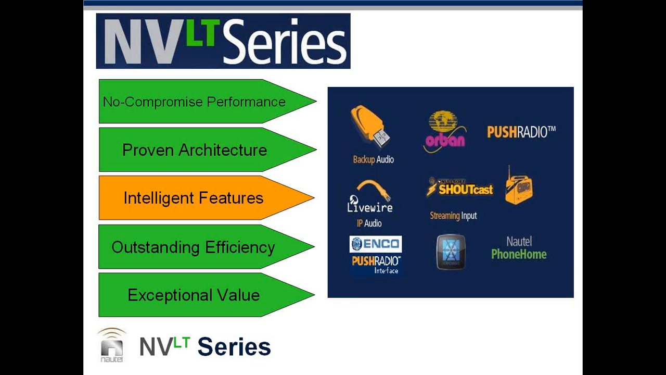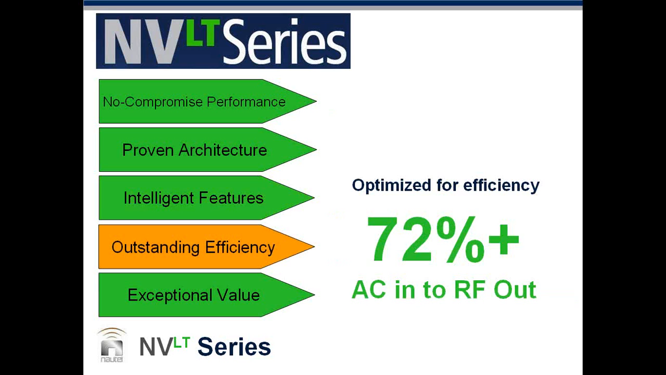A proven architecture: the architecture we use in the NVLT series is the same sort of architecture that we use in the NV series. There's a lot of redundancy built into the system, lots of intelligent features. You may have heard of some of these before, you may not. We've won a lot of awards for these features, and we'll go into them in more detail.